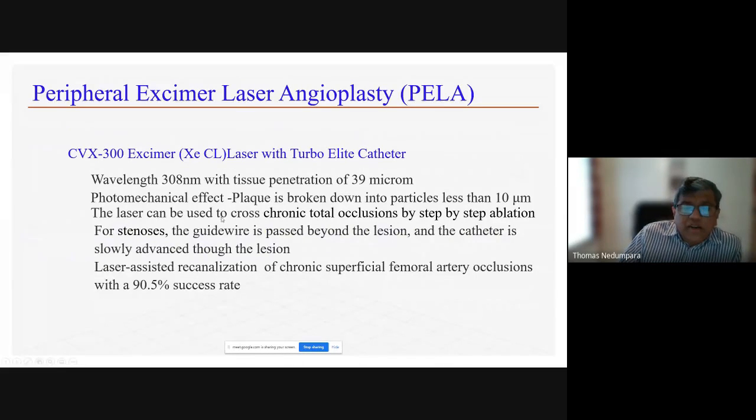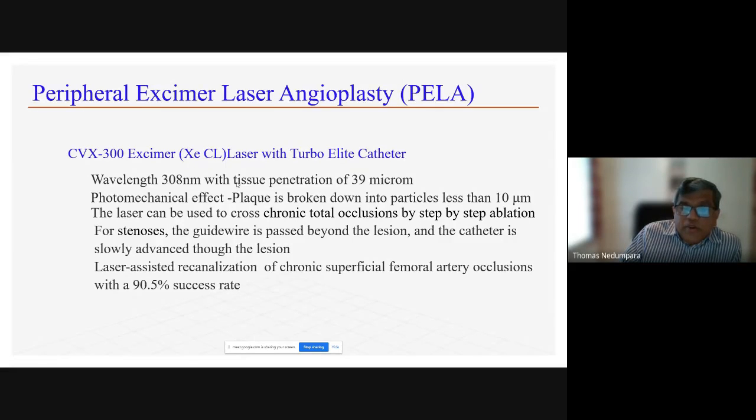So similar to coronary angioplasty, blocked blood vessels in the periphery of the legs can also be treated with the same excimer laser at 308 nanometer wavelength. So even though the 3 effects are there, the photomechanical effect is the most important bit. And the high energy is used to break down the plaques to smaller sizes, 10 micrometer in size.